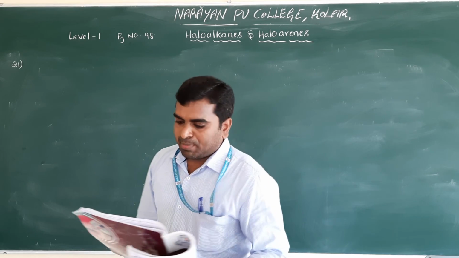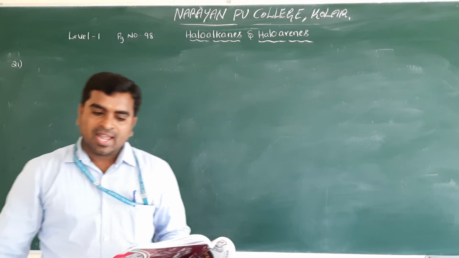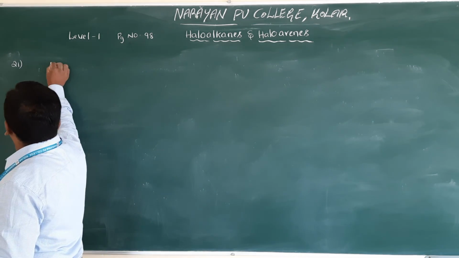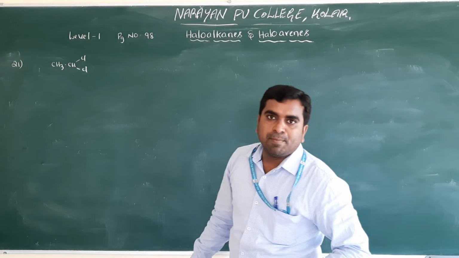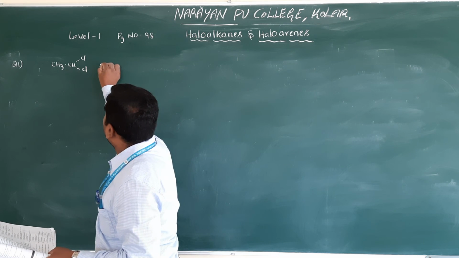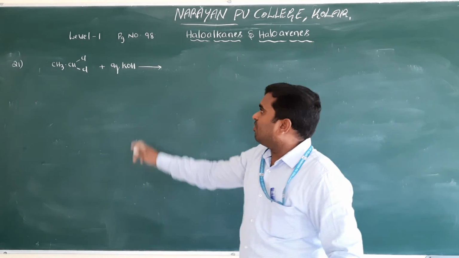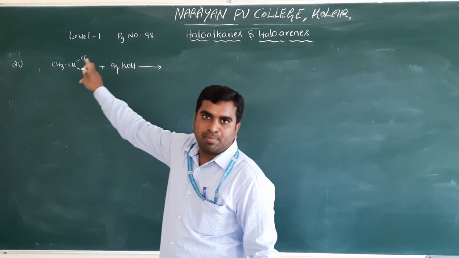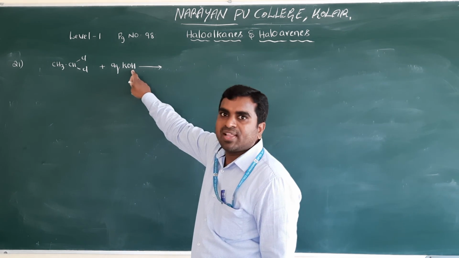Next one. Coming to question number 21. Ethylene chloride treated with aqueous KOH. I already mentioned ethylene chloride means gem dihalides, CH3CHCl2. You know that whenever there is aqueous KOH, it is a substitution reaction. Whenever there is alcoholic KOH, it is an elimination reaction. So aqueous KOH means substitution, and the chlorines will be substituted by the nucleophile, that is OH.